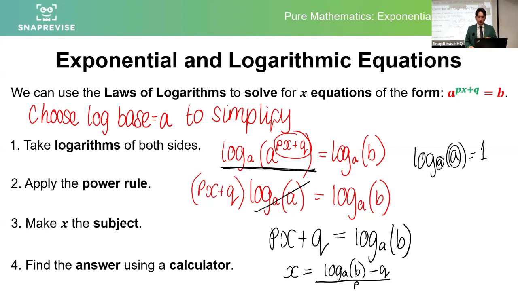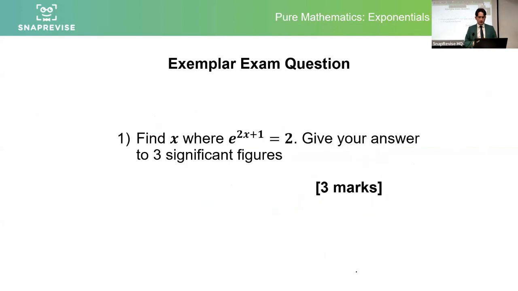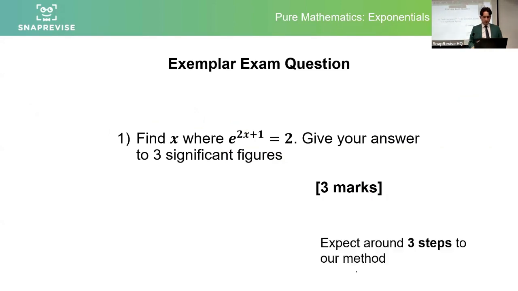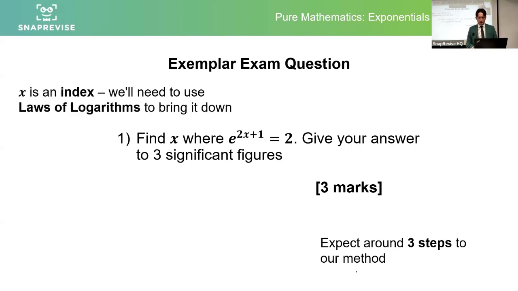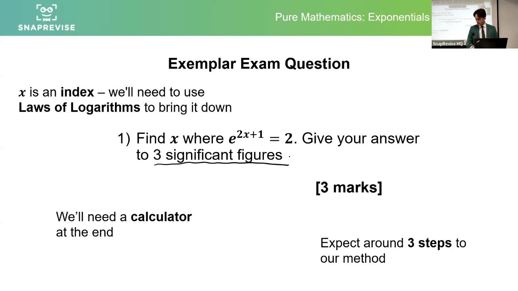And we're going to practice it directly now. So here we go. Here's one, perfectly modeling this thing we've got. So 3 steps, hopefully. We've got the answer in there as well as part of the marks. X is an index. We'll need to bring it down. So we need laws of logs. We'll need a calculator at the end because it says to 3 significant figures.